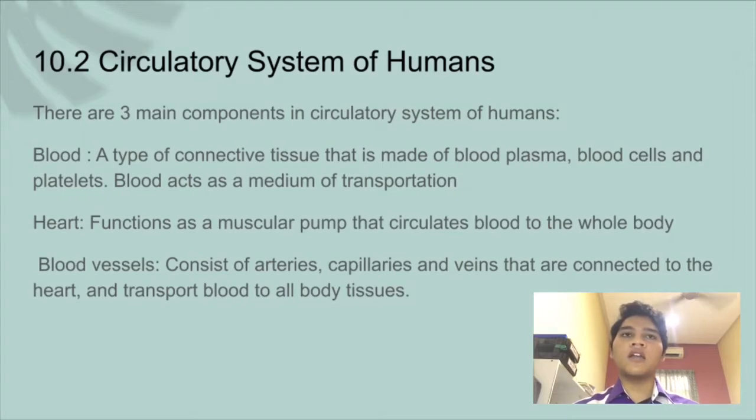Second is heart. Heart functions as a muscular pump that circulates blood to the whole body. And lastly, blood vessels. Blood vessels consist of arteries, capillaries, and veins that are connected to the heart and transport blood to all body tissues.